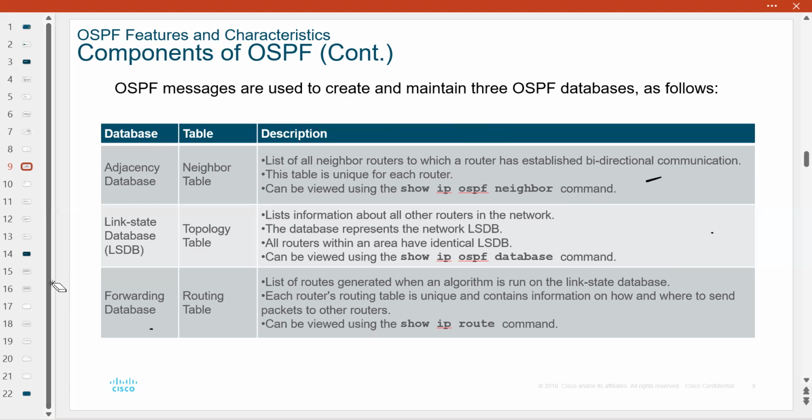Yokudza kuti chii ichochi, i-adjacency here, LSDB here kana kuti forwarding. So you need to know kuti zvizvozvo.